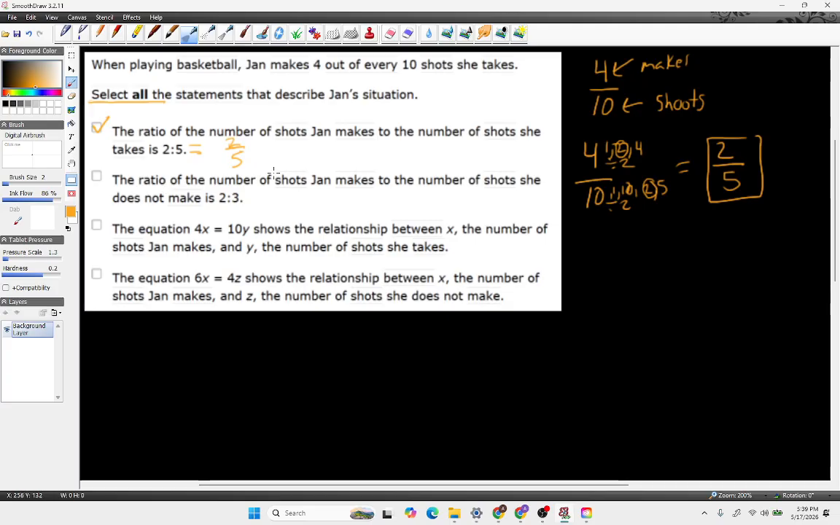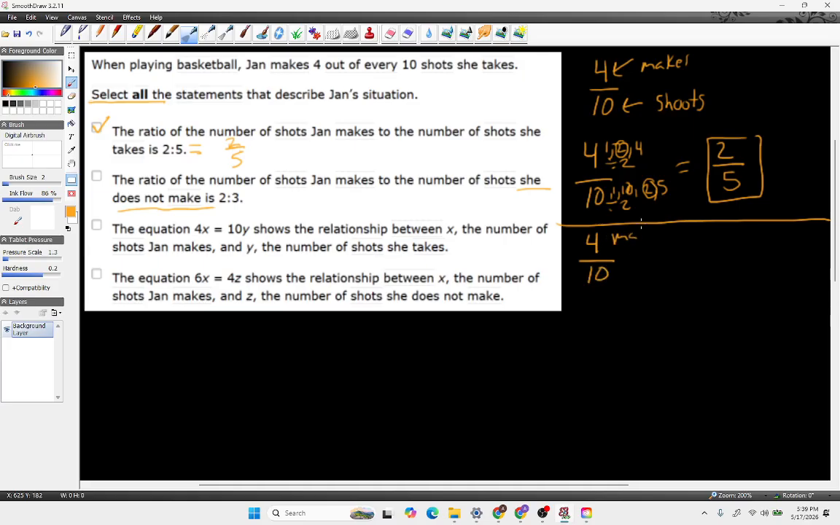The ratio of the number of shots Jan makes to the number of shots she does not make is 2 to 3. Okay, this is interesting because this is a different ratio than what's specified here. This is Jan makes 4 out of every 10 she takes. This is a different thing. This is comparing shots made to shots missed. So we need to go back to our original situation here and make a new ratio, right?